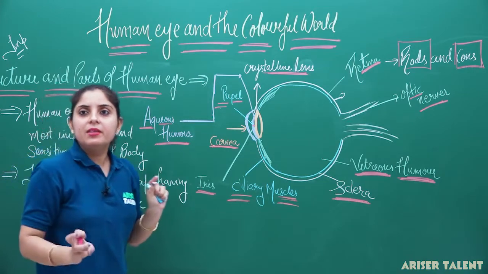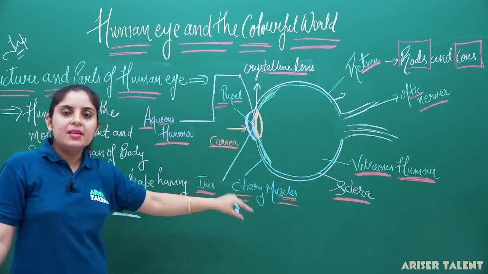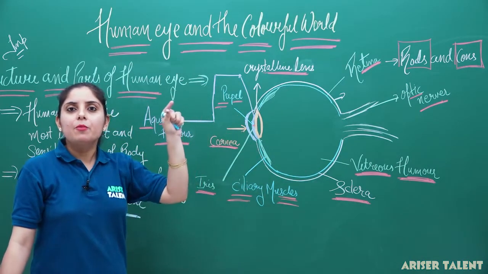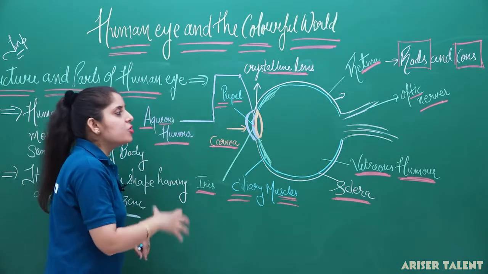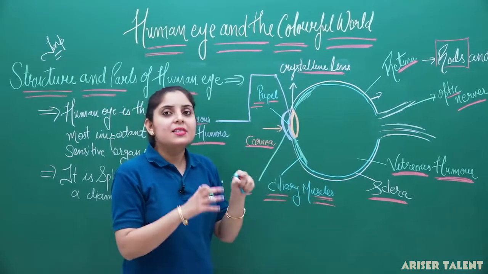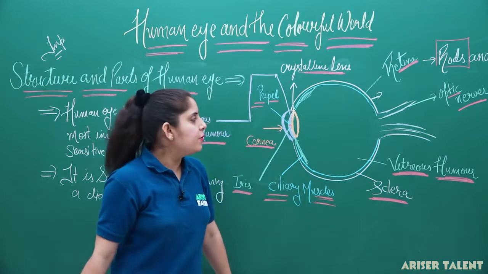Now we are left with three parts. One is aqueous humor, one is ciliary muscles, and what is vitreous humor. What is the function of all these? I am going to tell you in the next lecture. So this is the actual structure of the human eye, and you can see that the human eye has several parts, and every part performs a different function.